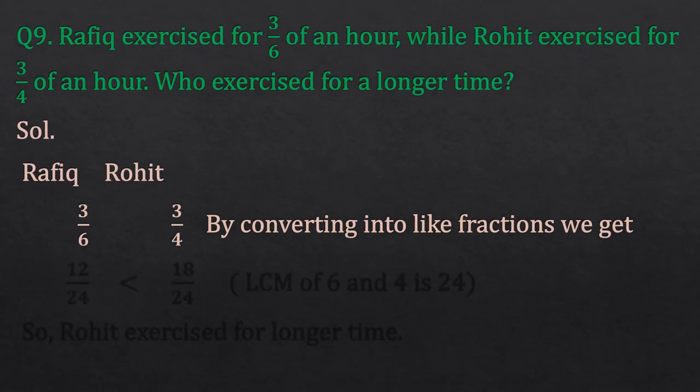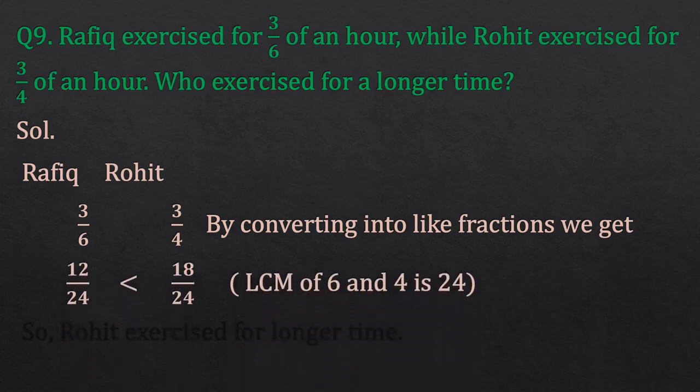By converting into like fractions, the LCM of 6 and 4 is 24. In place of 6, we will write the denominator 24. So what is the new numerator? 6 4s are 24. So we will multiply the numerator also by 4. 3 4s are 12.